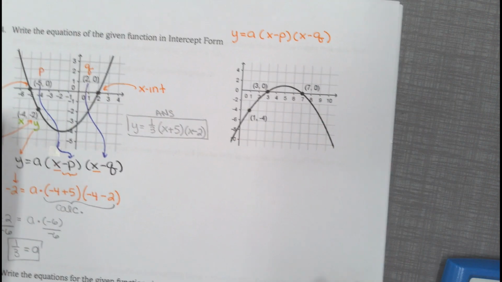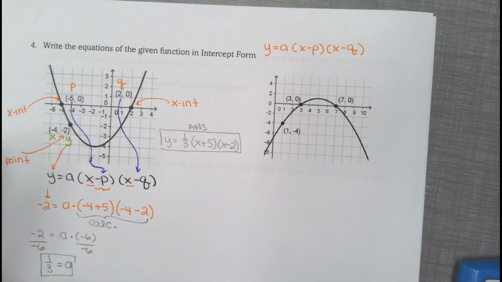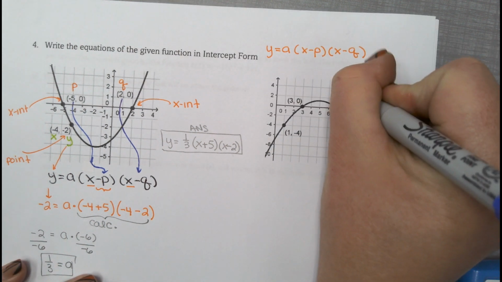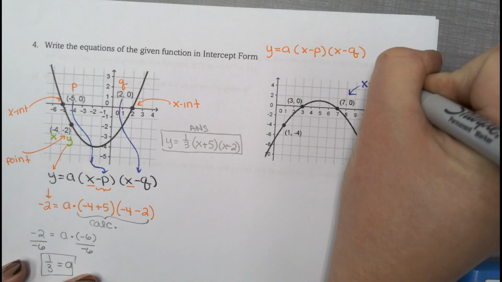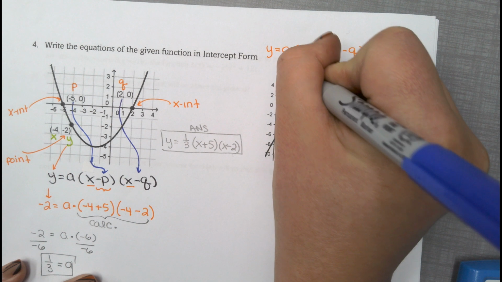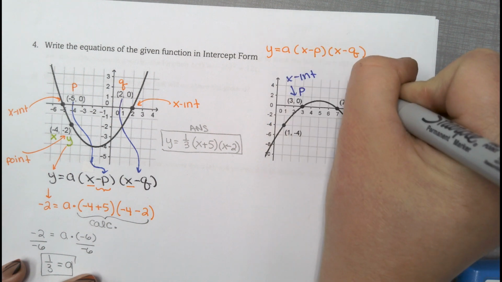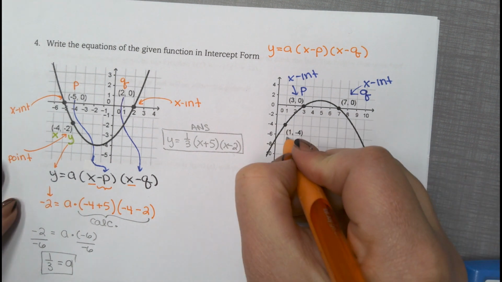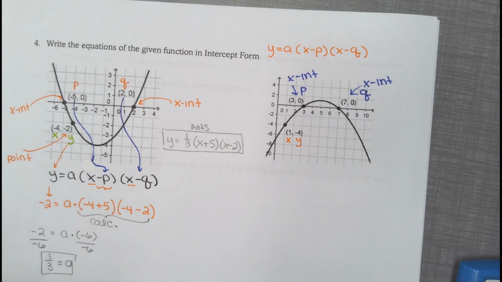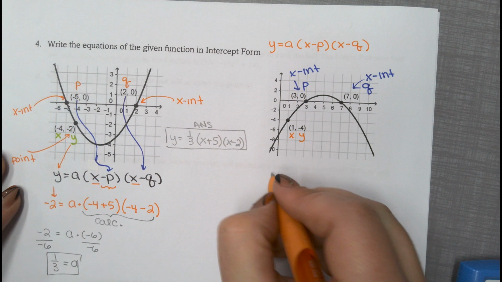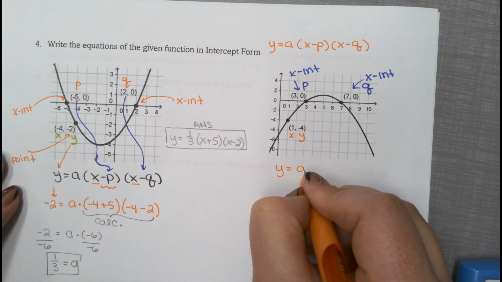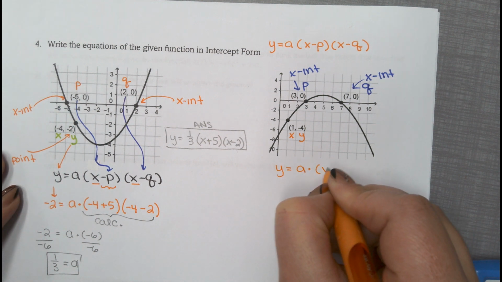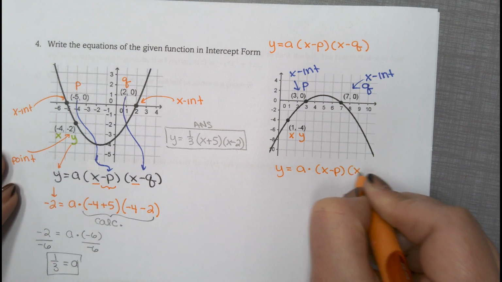Doing exactly the same thing for the second one here. Let's label our p's and our q's. Here's our x-intercept. Here's another x-intercept. So that means this is our p and this is our q. We do have a point, and that point is 1 and -4, so we're labeling it x and y. Let's write out our equation. Y equals a times x minus p, x minus q.